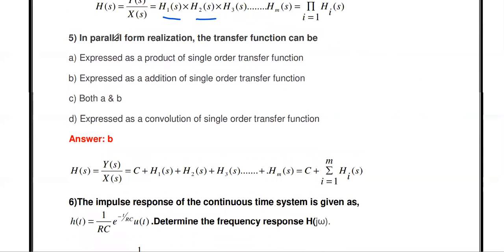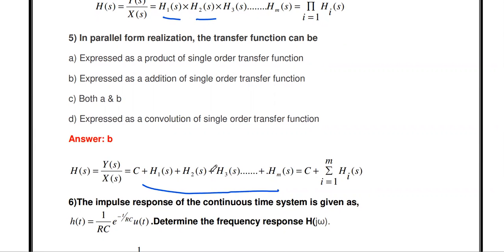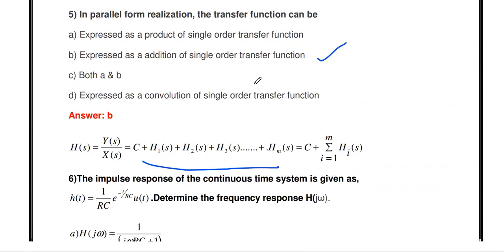Similarly, the next question: in parallel form realization, the transfer function can be expressed as an addition. So you see H1 plus H2. Using the partial fraction method, we have to split the given H of s as some constant c plus H1 of s plus H2 of s and so on. So that's why the transfer function can be expressed as an addition of single order transfer functions. Okay, this is the answer.